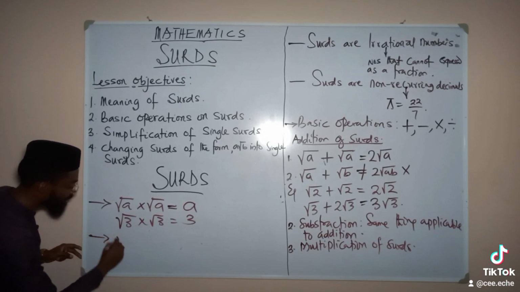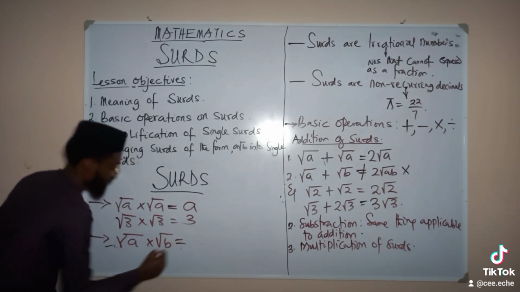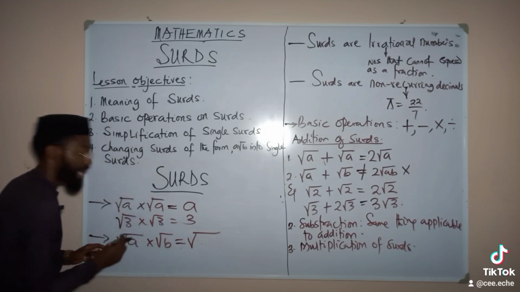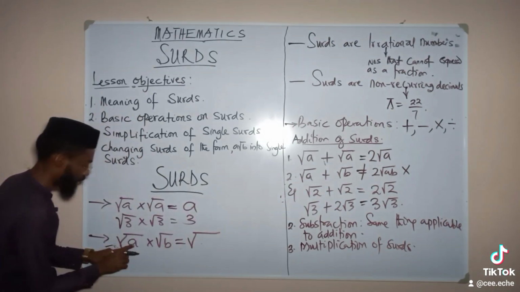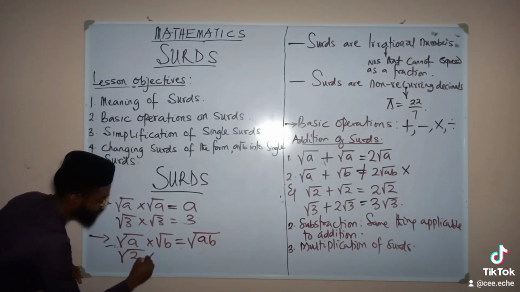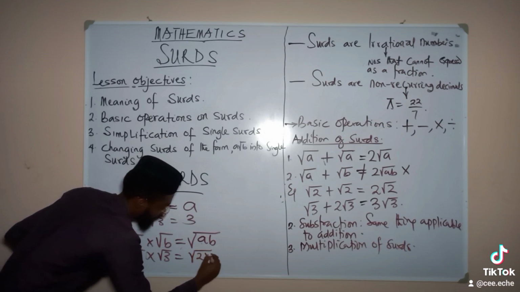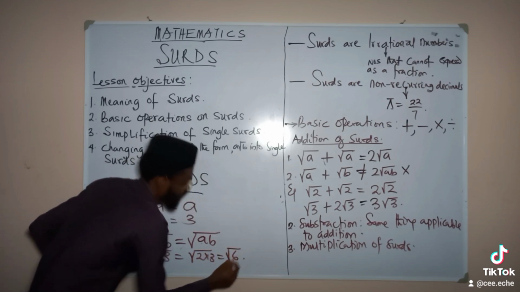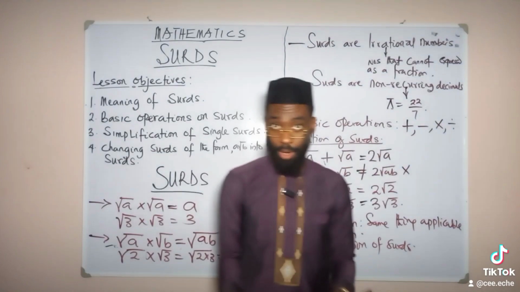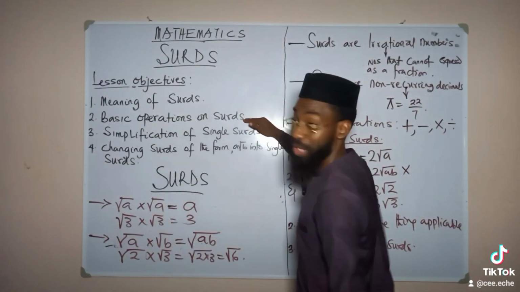And then when you have a number like root A times root B, you are allowed to multiply and put them in a general square root, which is A times B, which will give you root AB. That means that root 2 times root 3 will give you root 2 times 3, which is equal to root 6. For the purpose of this class, we are just going to stop at the basic operations today.